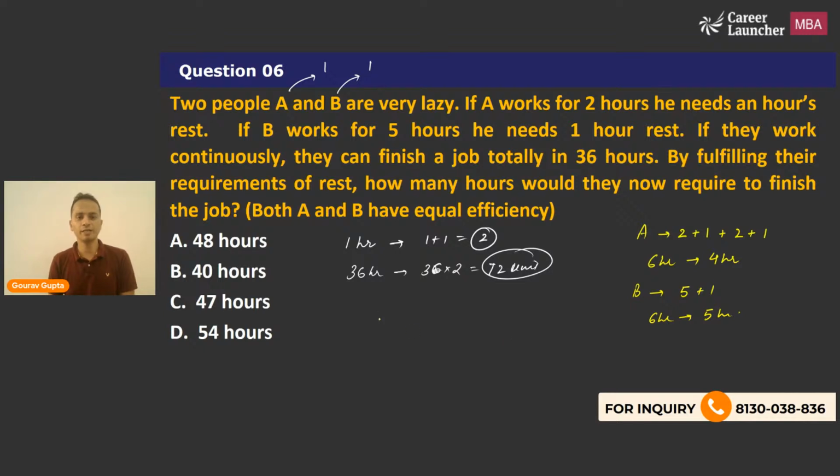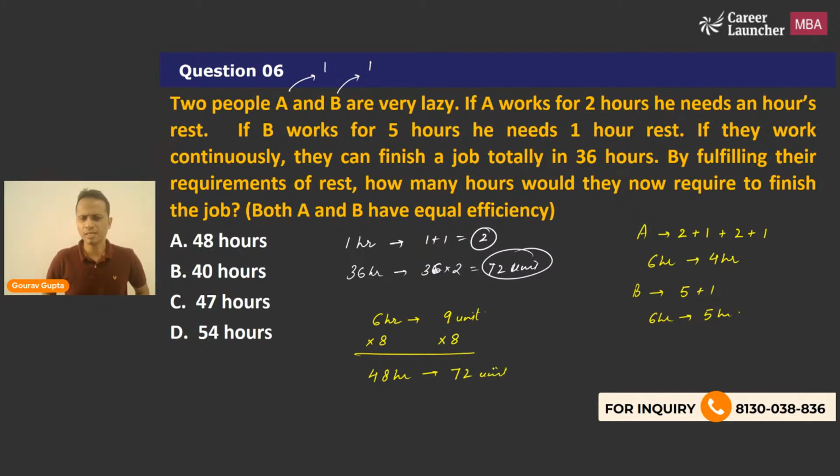Now, if they are working together, in every 6 hours, A has worked for 4 hours and B has worked for 5 hours. That means the output every 6 hours is of net 9 hours, and hence they can finish 9 units of work in every 6 hours. Am I clear? So in every 6 hours, they can finish 9 units of work. It's absolutely fine. Now, what you must have done is you must have multiplied it by 8 on both sides. So according to you, in 48 hours, they will finish 72 units of work.